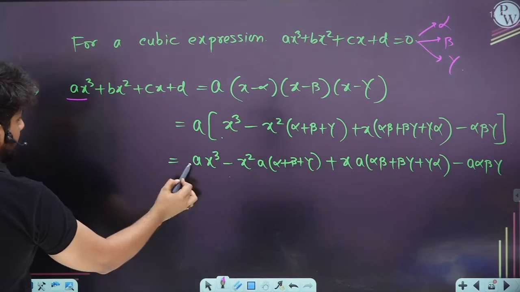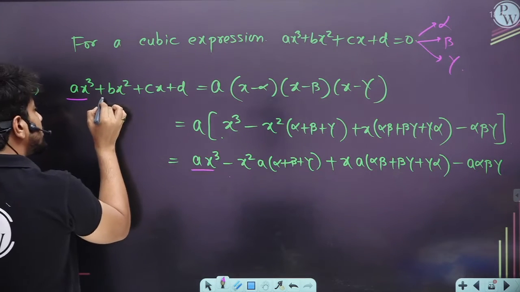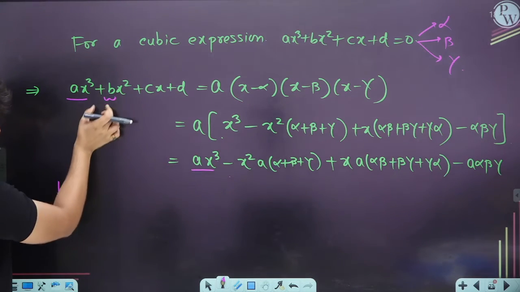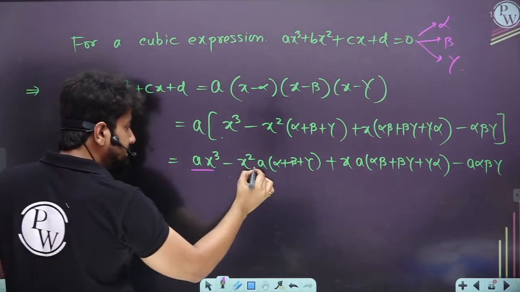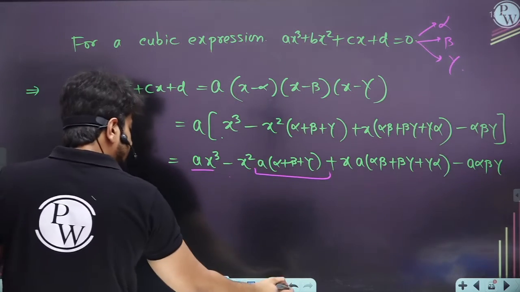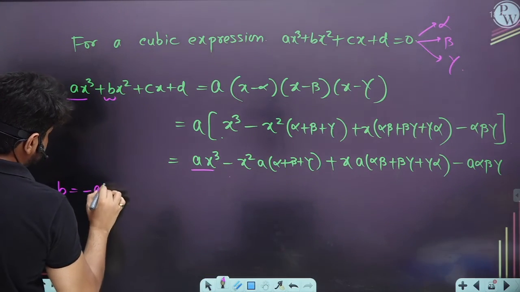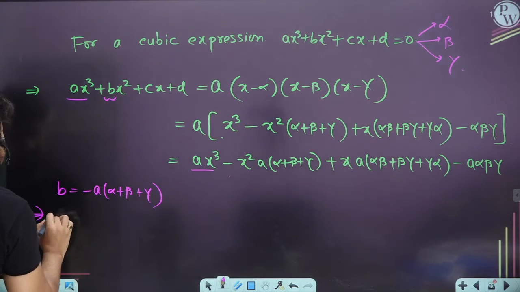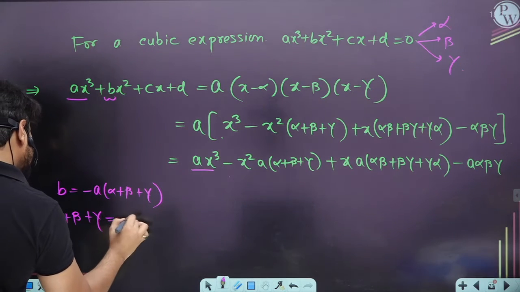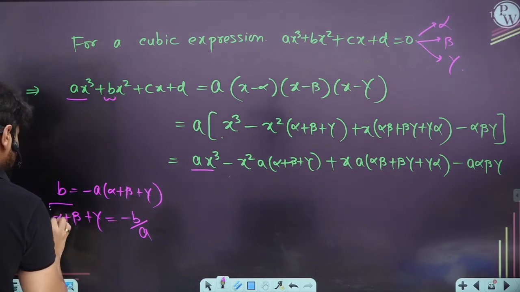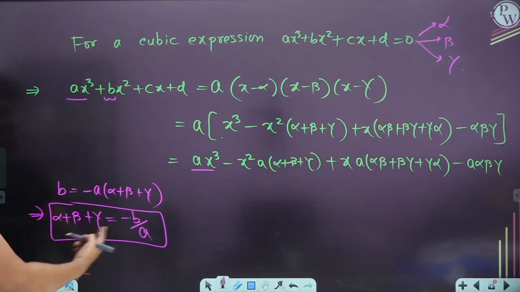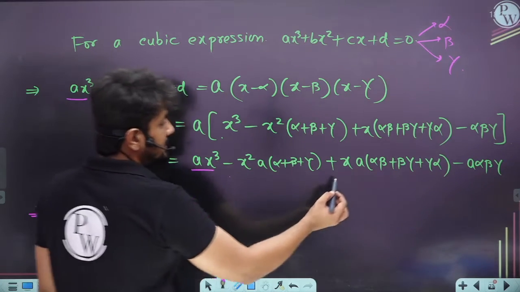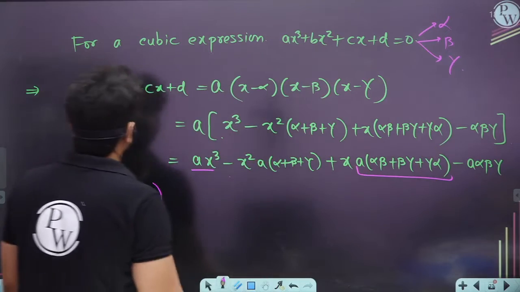Now comparing, again comparing. See, this a x cube matches. Now what's the coefficient of x square? Plus b. So I can write plus b is equal to minus a times (alpha plus beta plus gamma). So from here I can say that alpha plus beta plus gamma is minus b by a. For a cubic expression, this is known as sum of roots. Sum of roots is minus b by a.